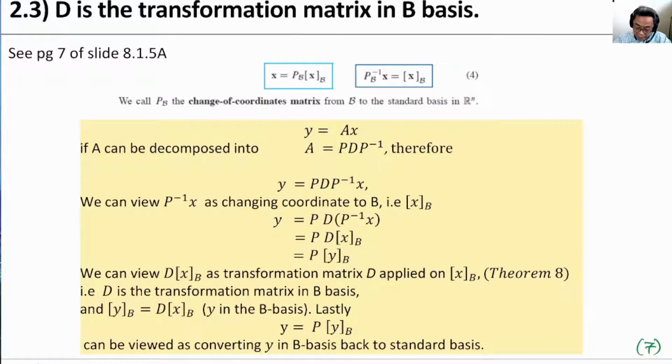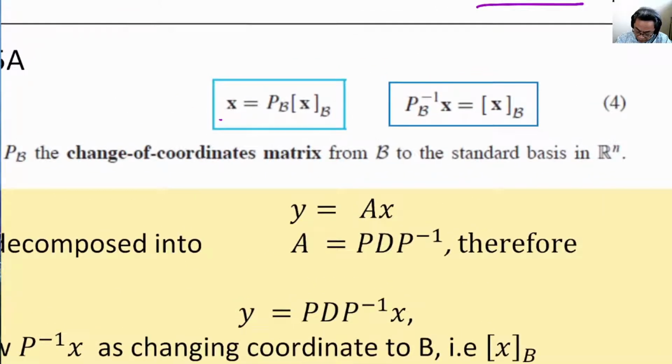Let's continue to study why we say that D is the transformation matrix in the B basis. Let's recap. This is X in the standard basis, and it is related to X in the B basis through the change of coordinate matrix. PB contains the set of independent vectors spanning the B coordinate.